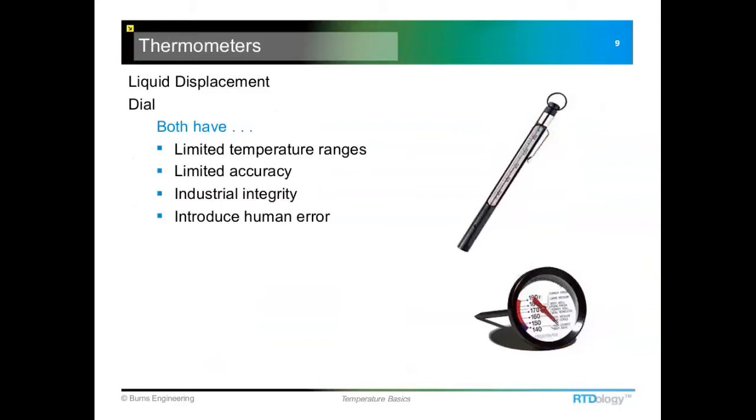Liquid displacement. Pretty limited temperature ranges. Accuracy is not that good. And when you read the dial, based on how you look at it, you can get any number of different temperature indications. So a little bit of human error comes into play there.